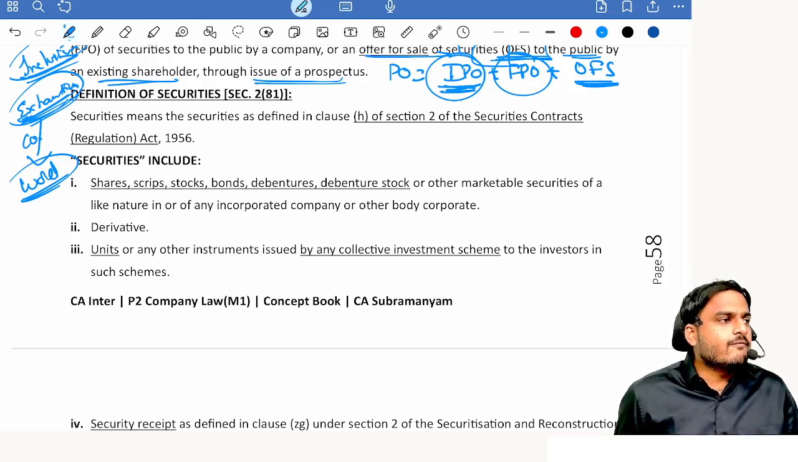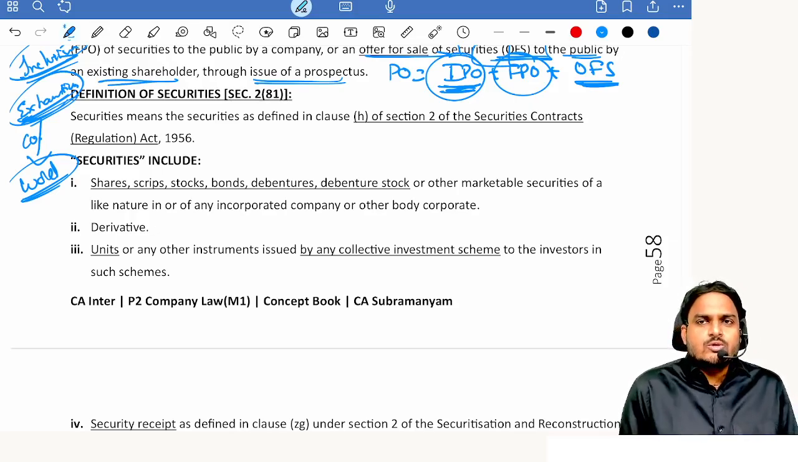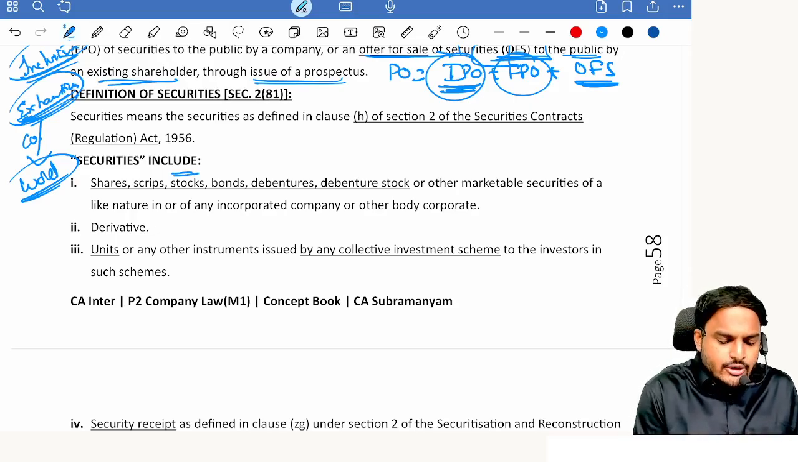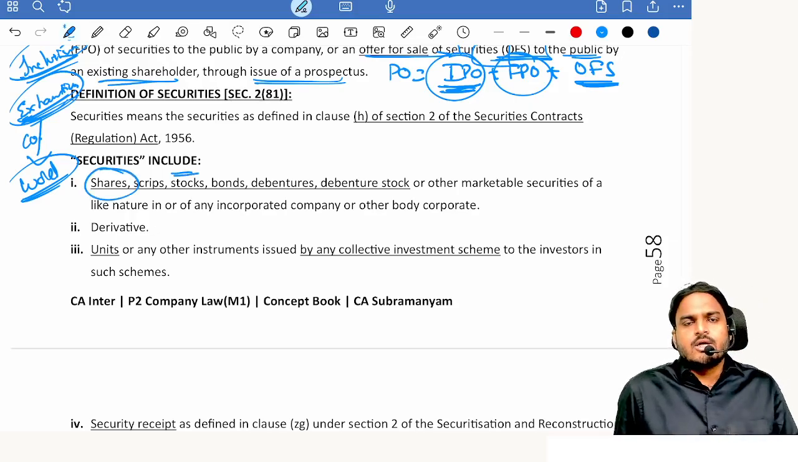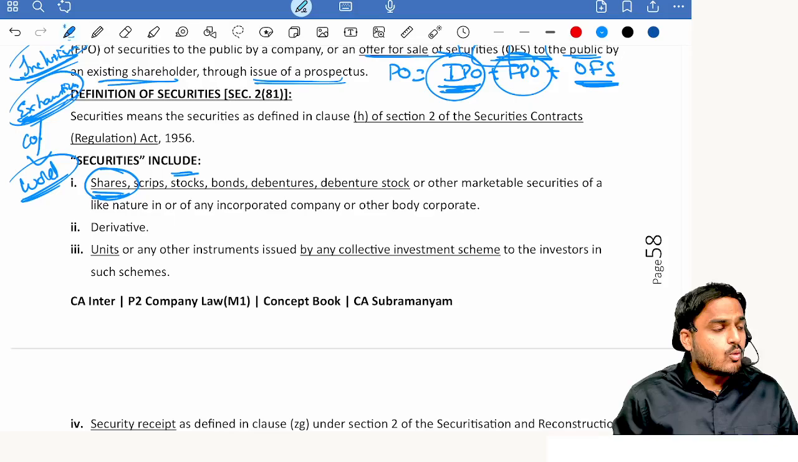Prospectus and allotment of securities or shares? Do you think securities is a wide term or shares is a wide term? Obviously securities, because securities include shares. Shares represent ownership of the company.